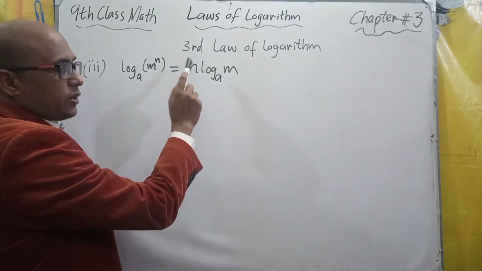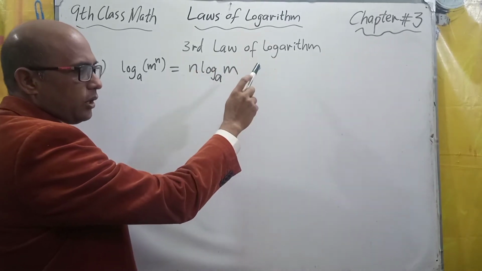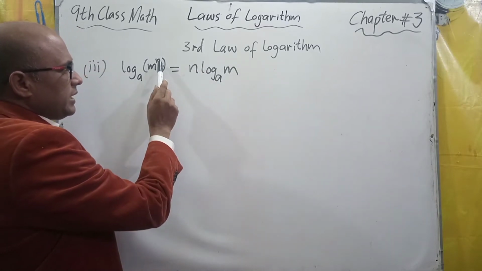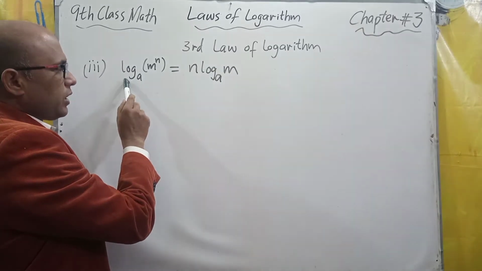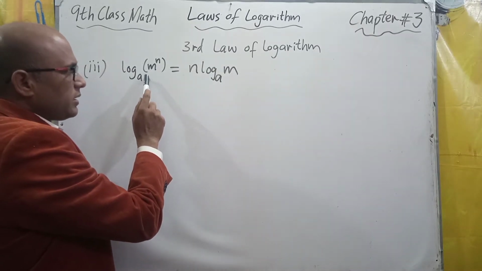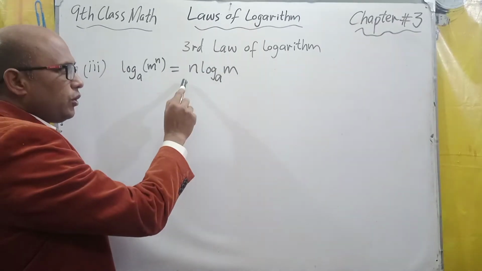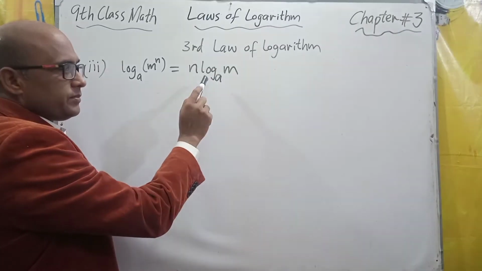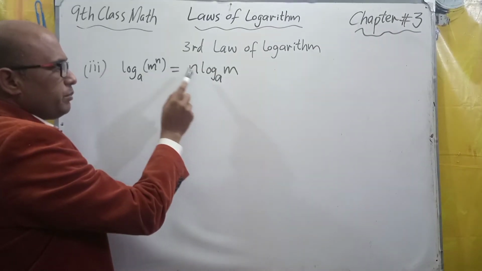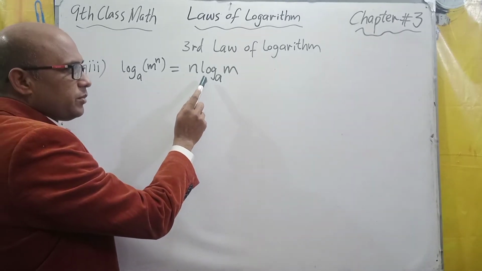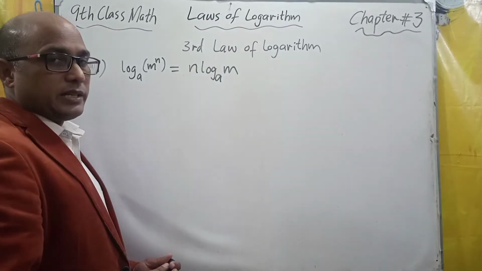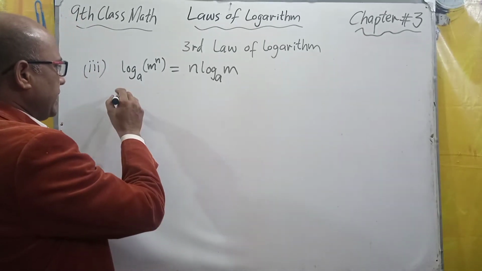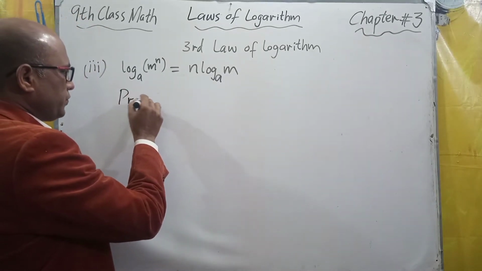According to the third law of logarithm, the exponent of the number which is written along with the log will come before the log. It will be shifted before the term of log. So we have to prove it. Let's do it. We'll write proof.